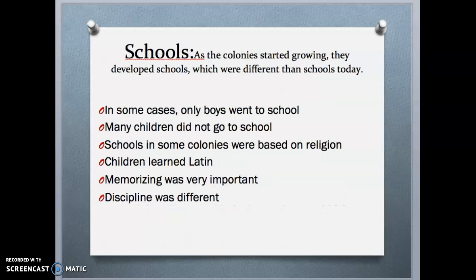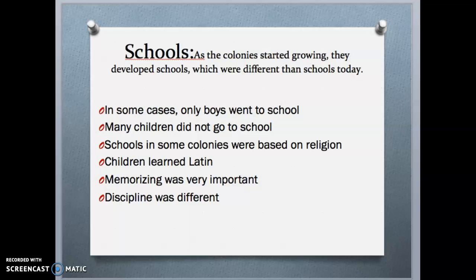So I took an example of schools. That's one of the topics that I have modeled several times in our colonial American research. So if my topic sentence was, as colonies started growing, they developed schools, which were different than schools today, I wrote a list of a lot of ideas from my research that all have to do with how schools were different in colonial America. So let's look at my list together.